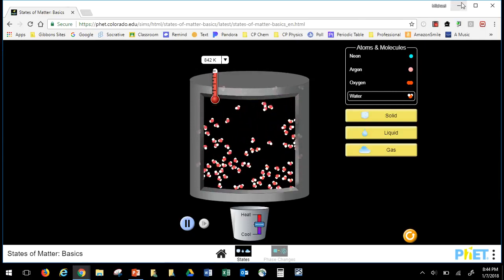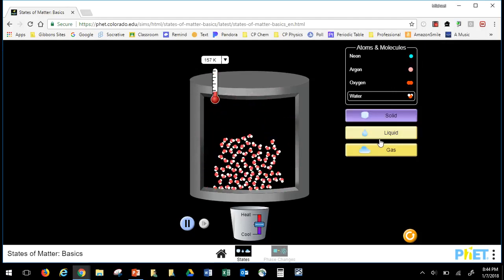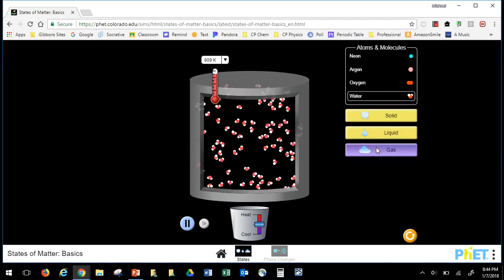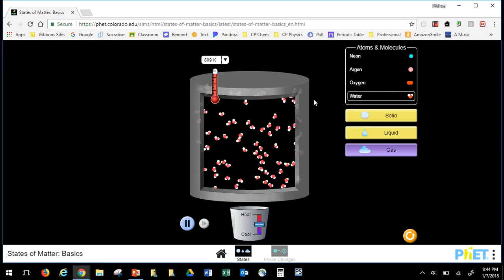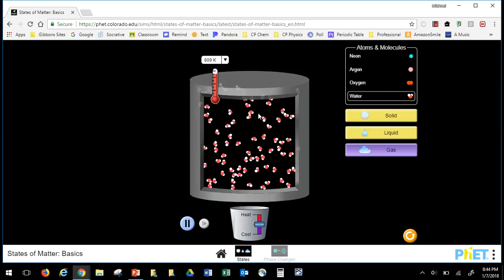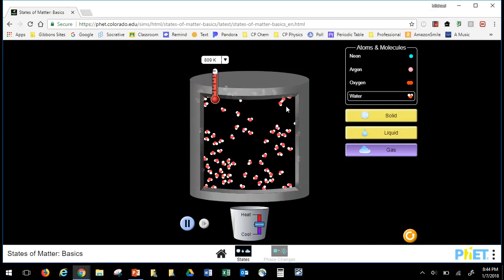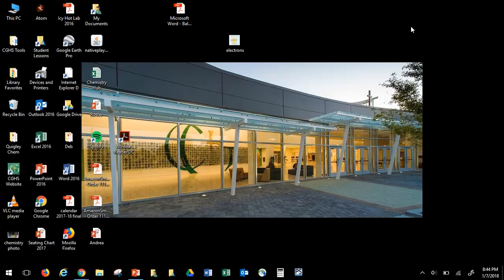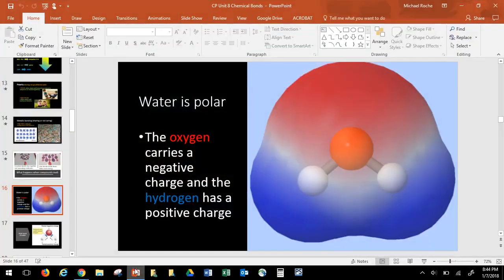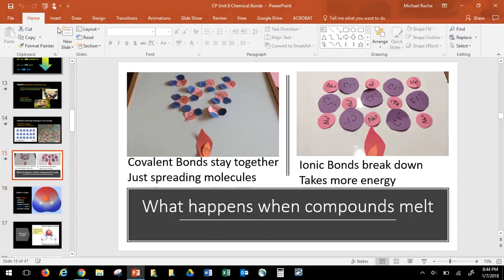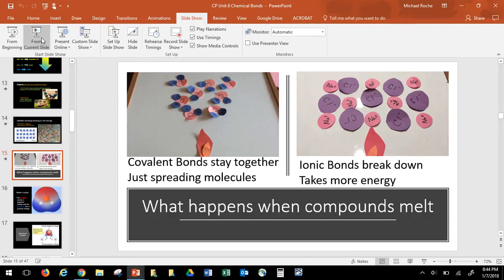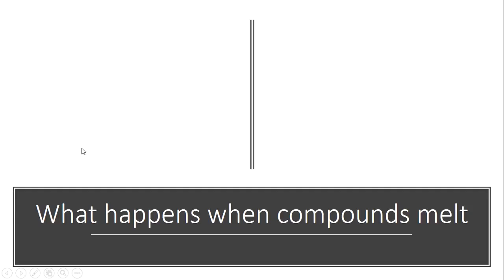And that is what happens when you melt something. So when you go from solid to liquid to gas, you are not breaking the covalent bonds. You are not breaking the sharing electrons within the molecule. You are breaking what's in between those. And that goes over here. So let's get back here. So that's what we were doing the other day when we were melting compounds and melting solids that could have been ionic or covalent.